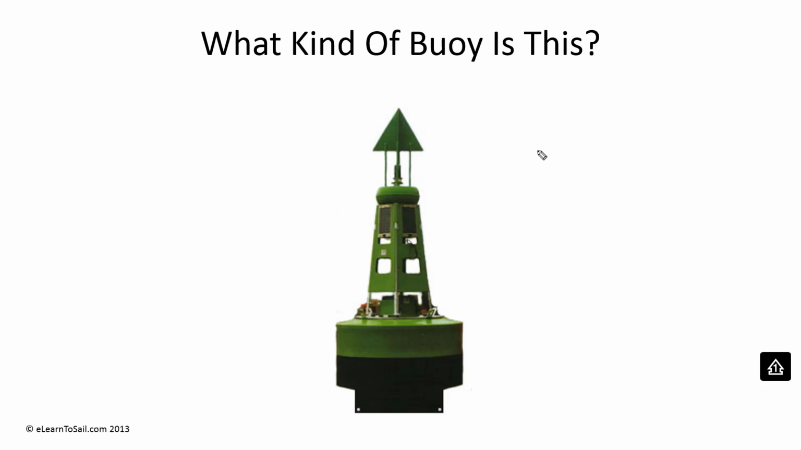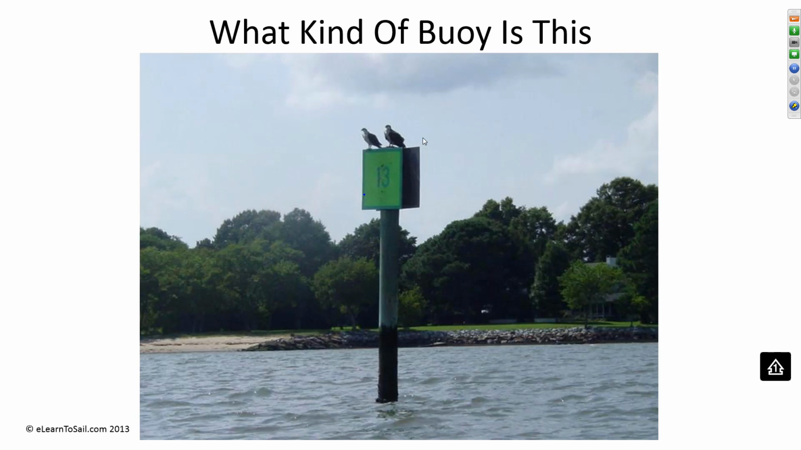So as we look at this buoy, it's green in color, but at the top, we have a pointed symbol. If this was System B, the green buoys would have a square symbol on the top. So this must be a starboard-hand buoy for System A. This is a port-hand day marker for System B, for North America.